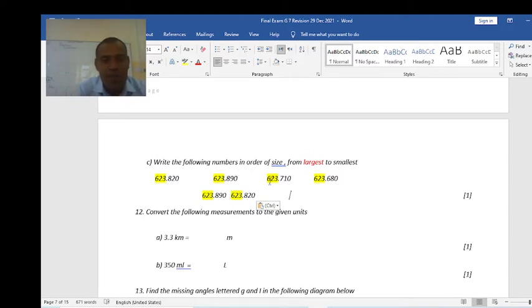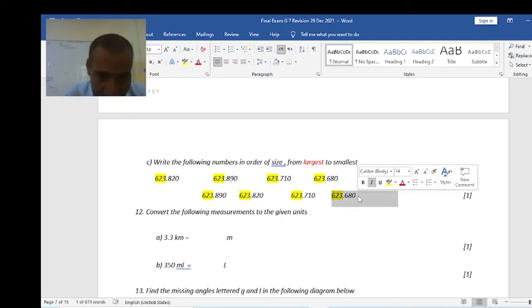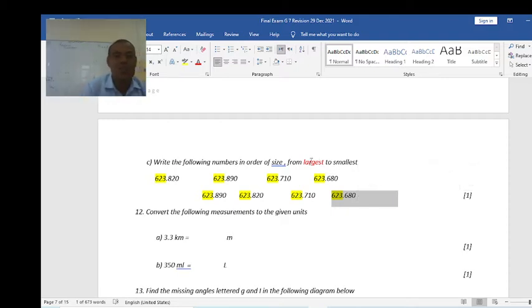Now, 623.710 and 623.680. This is the smallest one. So we will write this one, my learners, copy, and I will put it here. And the last one, 623.680. Good. Now this is the smallest one. This one is the largest, and this one is the smallest. Now I put these numbers in order of size, starting from the largest.